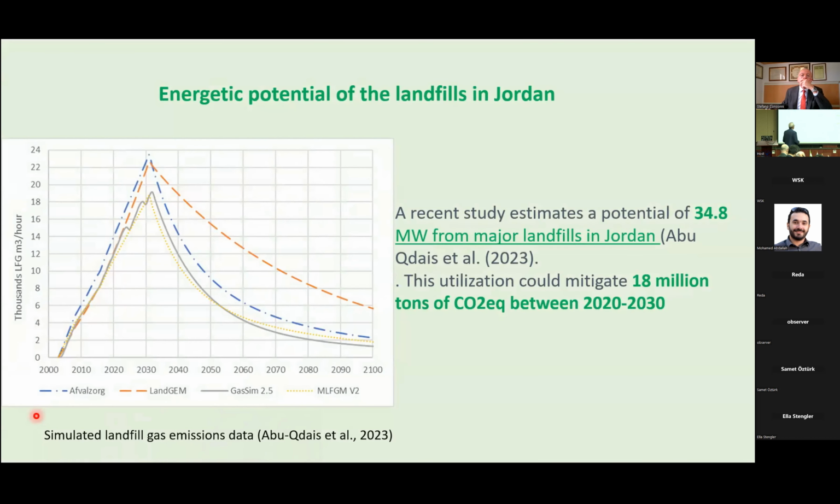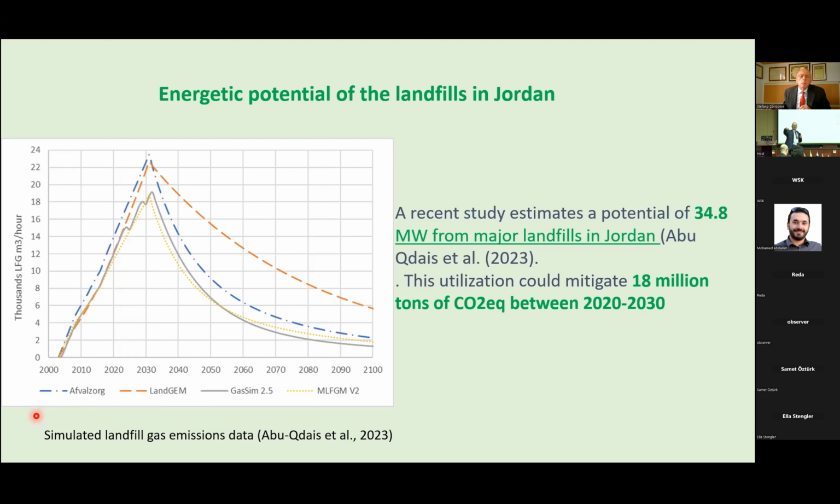This is one of our recent studies where we estimated the potential of landfills in Jordan for energy, and we utilized different models applied in estimating the waste. We have LandGEM, we have GasSim, and other types of models. As you know, all these have a triangular trend, peaking in the year of the closure of the landfill, and after that it will decline. And we found a potential of 34.8 megawatt from major landfills in Jordan.